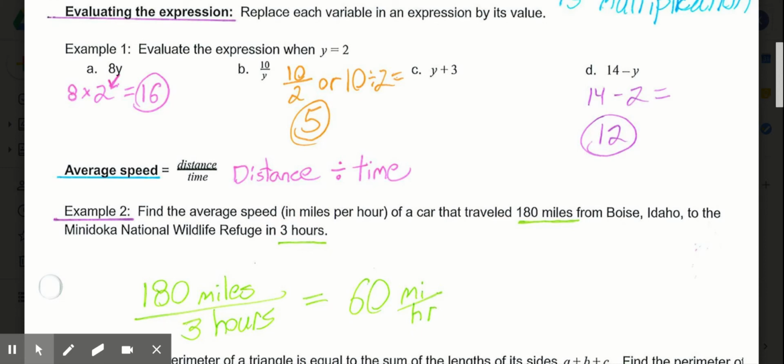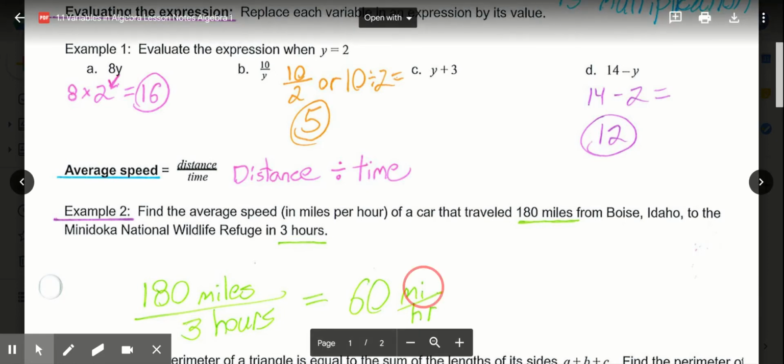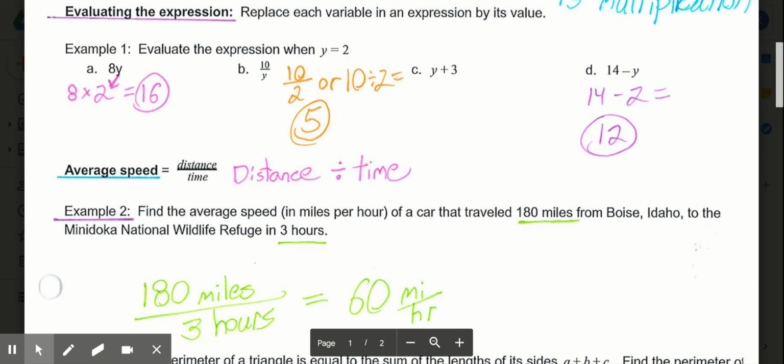So to figure out average speed, distance over time, we're going to replace distance with the 180 miles, time with 3 hours, and 180 divided by 3 gives you 60, and we're left with miles over hours, which reads as miles per hour. So anytime we have a fraction with our units, the fraction reads as the word per. So miles over hours reads as miles per hour.